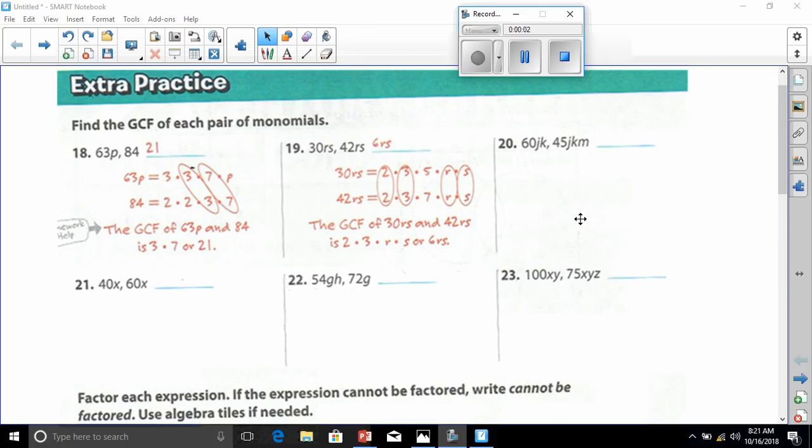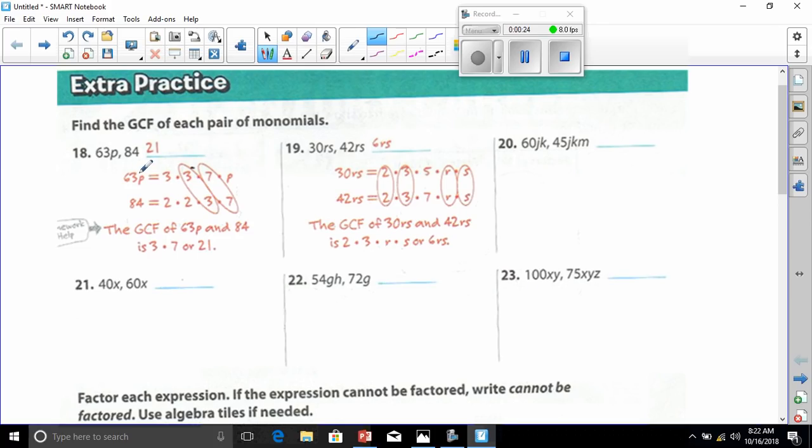All right, everyone, today we're going to be finding the greatest common factor of each pair of monomials. You can find it on page, I believe it's 421 in your book. They've gone over the first couple here, and I'm going to go over them with you so you get a good idea of what we're doing here. We have 63p and 84, and we're finding the greatest common factor.